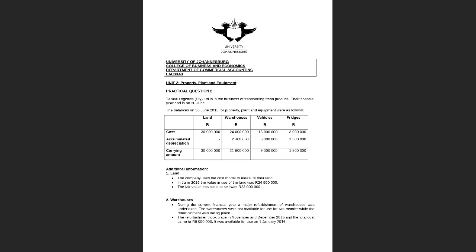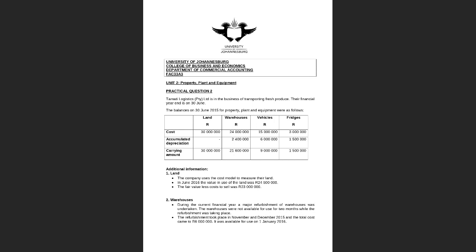Which is 24 million, and the accumulated depreciation is 2.4 million. We know it's depreciated at 4% per annum. So if you quickly do a simple calculation on your calculator, 24 million times 4% is going to give you how much? 960,000. So that would be depreciation for 1 year.